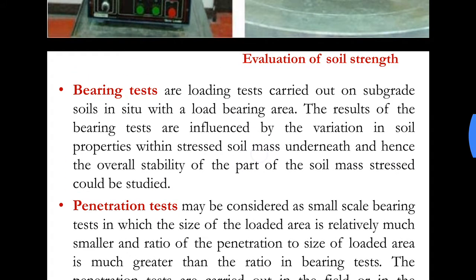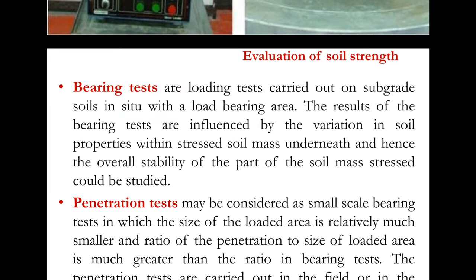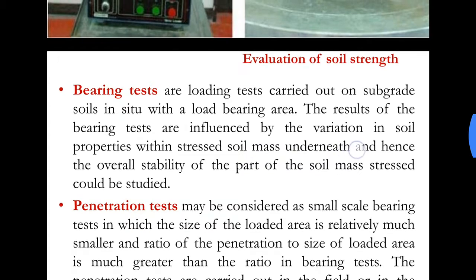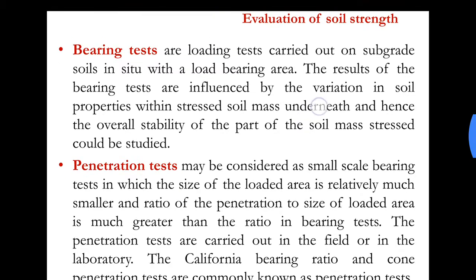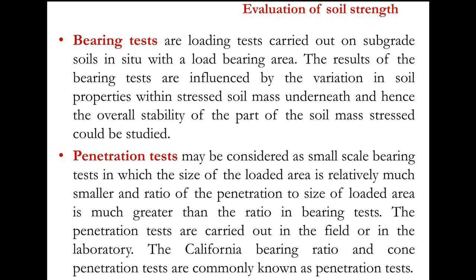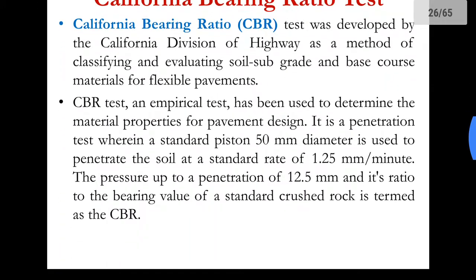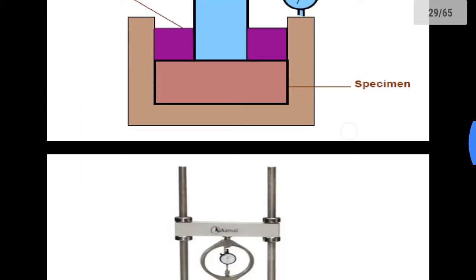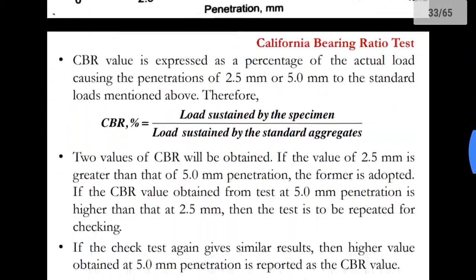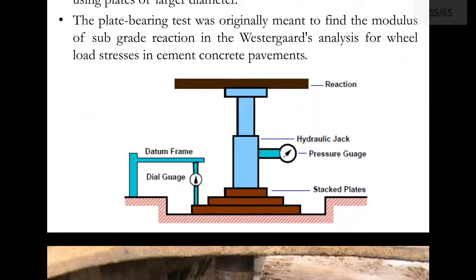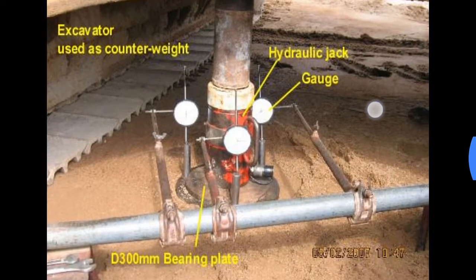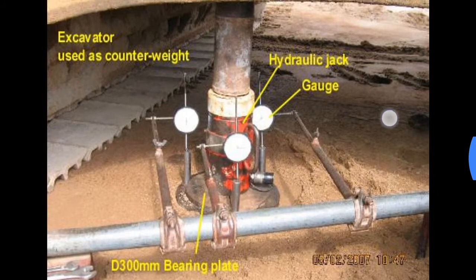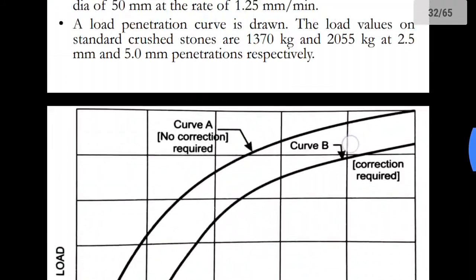So these values of bearing stress would depend on the already stressed soils at some places and the different types of soils, and the overall stability of that part of the soil mass. So under the bearing test in particular, what we test for road is the plate bearing test. This is the plate bearing test apparatus, in order to test the soil at site. We'll look into this in detail later on.